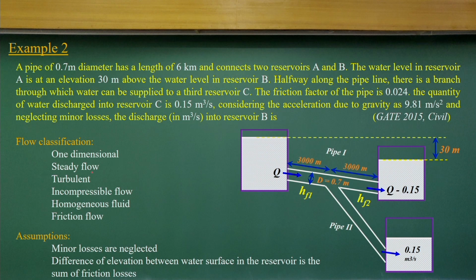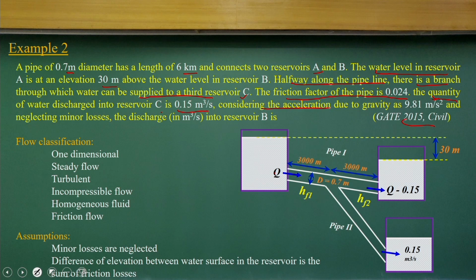Now take the second problem, which is a GATE 2015 problem. A pipe of 0.7 meter diameter has a length of 6 kilometers and connects two reservoirs, and the water level in reservoir A is 30 meters above the water level of reservoir B. Halfway along this pipeline there is a branch, with water going to a third reservoir C. The friction factor of the pipe is given, and the quantity of water discharged into reservoir C is given.